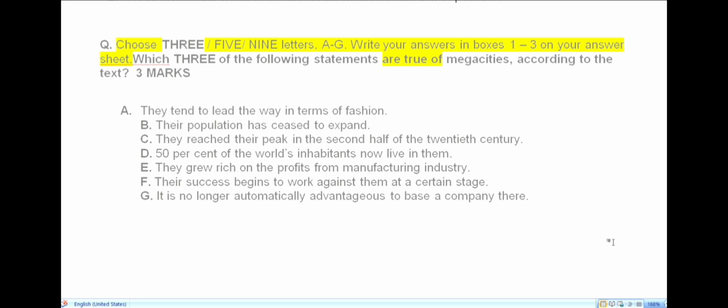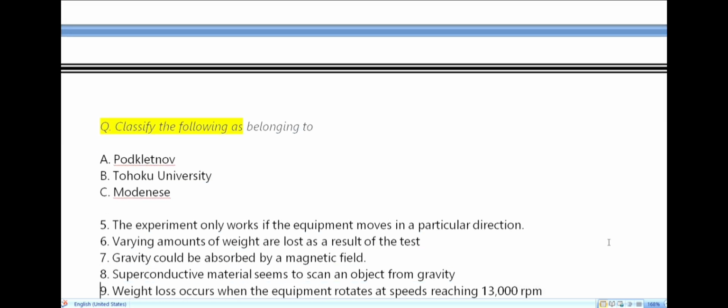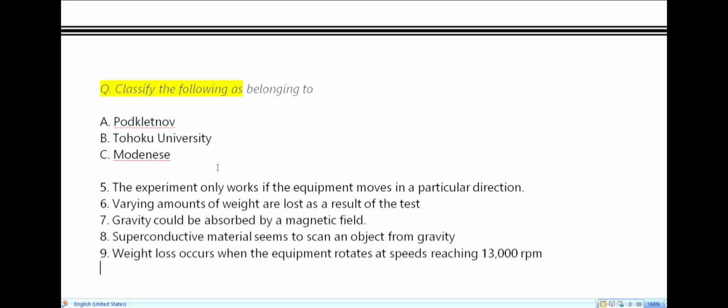Moving on, in the same category is the other question type, which is classify the following as belonging to. Now you have the options here on the top, A to C, and you have the questions from 5 to 9. You have to say which question matches which classification. So these can also be called classification questions. What are you supposed to do? For example, if question number 6 matches with option C, then you write the capital letter C for question number 6. This is the way you do it.